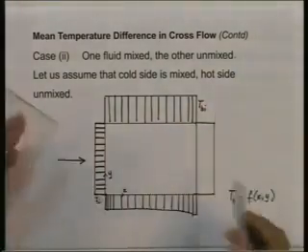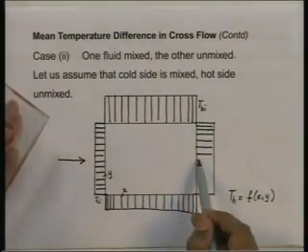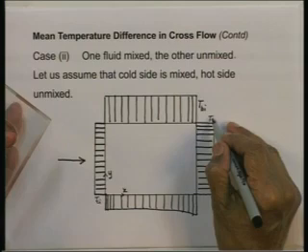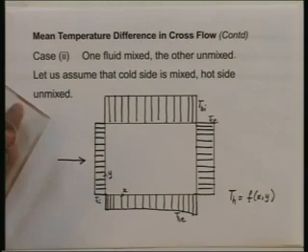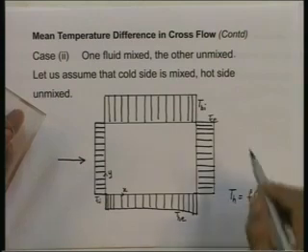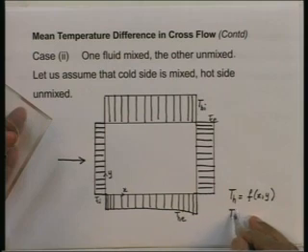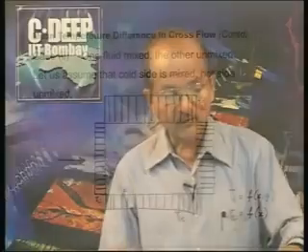This is the temperature profile on the cold side, like this. This is TCE, this was THE here, which is a function of x and y. TH which was a function of x and y, and THE which was varying. So, we should note that whereas TH is a function of x and y, TC because of mixing is a function of only x. So, this is going to be the situation when we have one fluid mixed and the other unmixed.